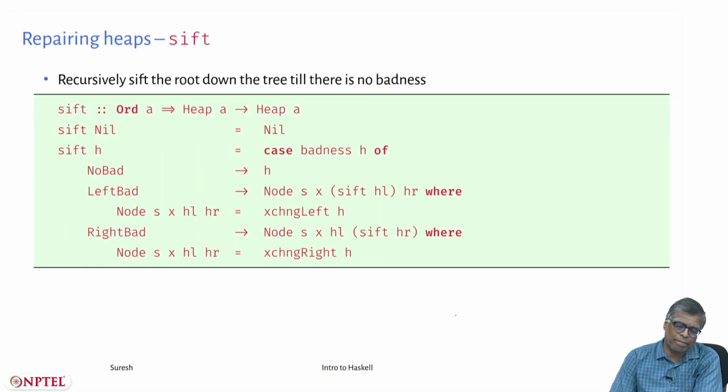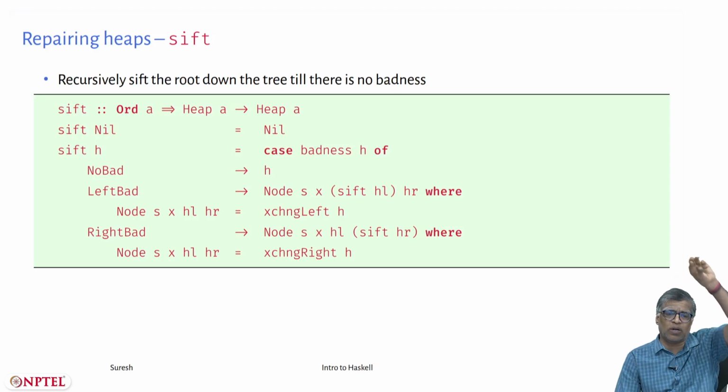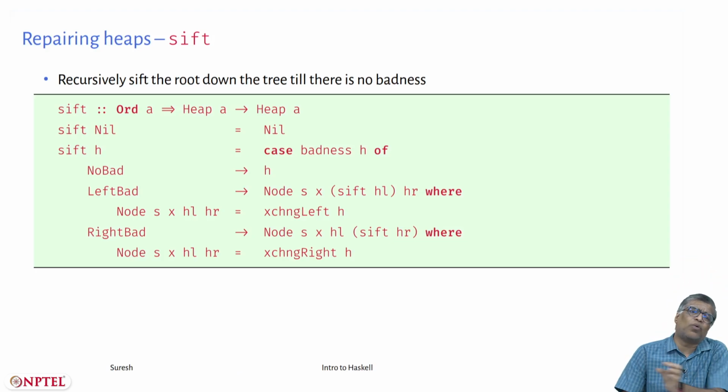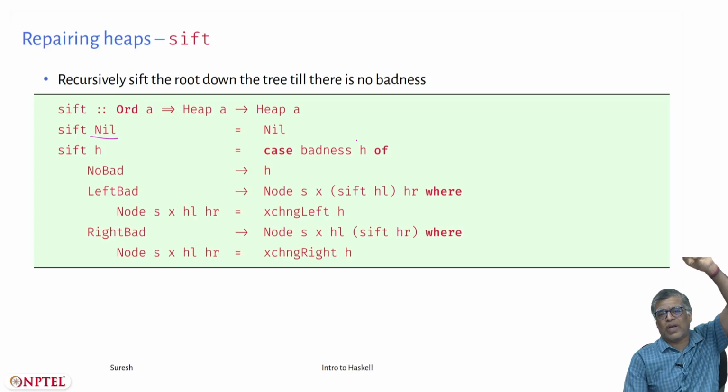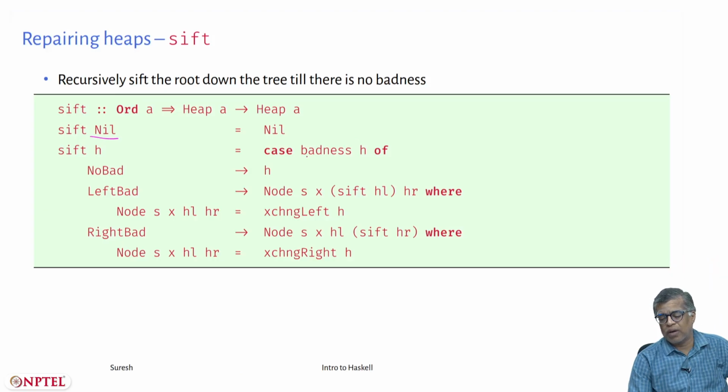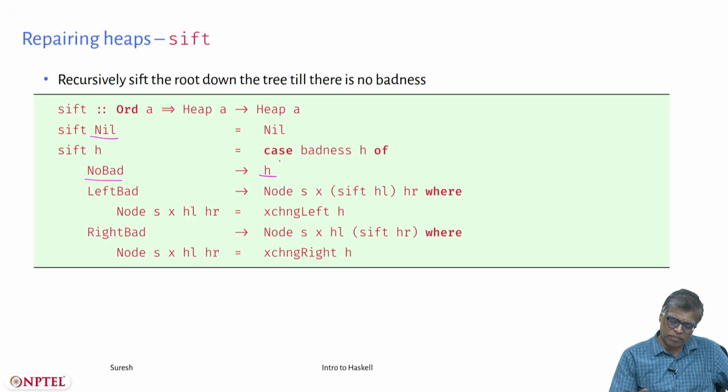Okay, fine. Now, sift, where I have to sift a node down, down, down till it reaches a level where it is greater than or equal to its children. Sift of nil is just nil because there is nothing to sift. Sift of H is by cases. In all cases, you do a sift if the root violates the heap property. So you check what badness of H is. If badness of H is no bad, then you just return H. There is nothing to sift.